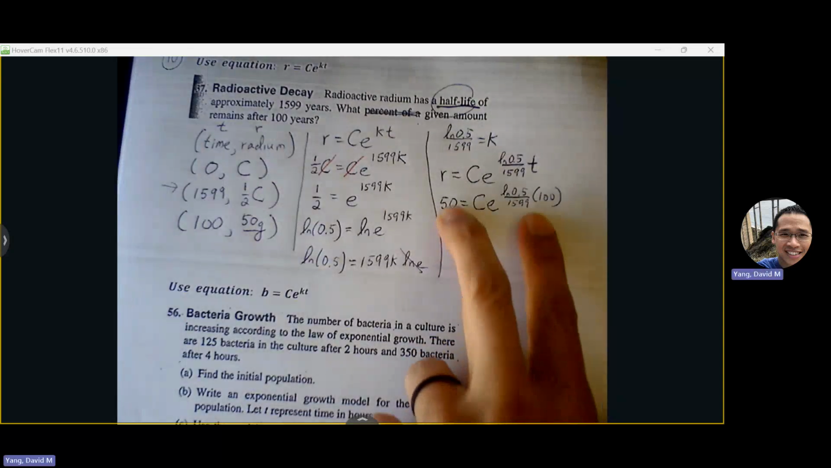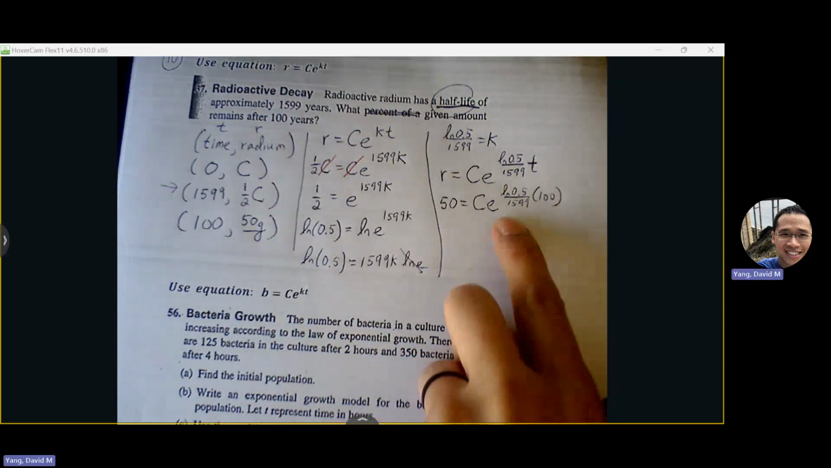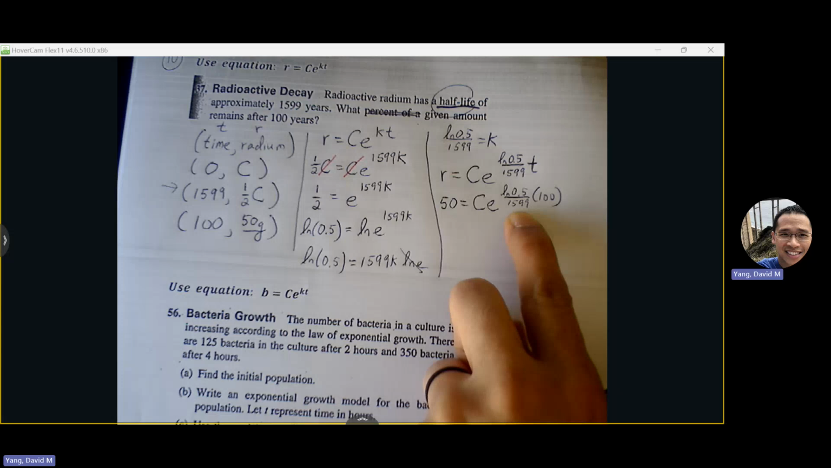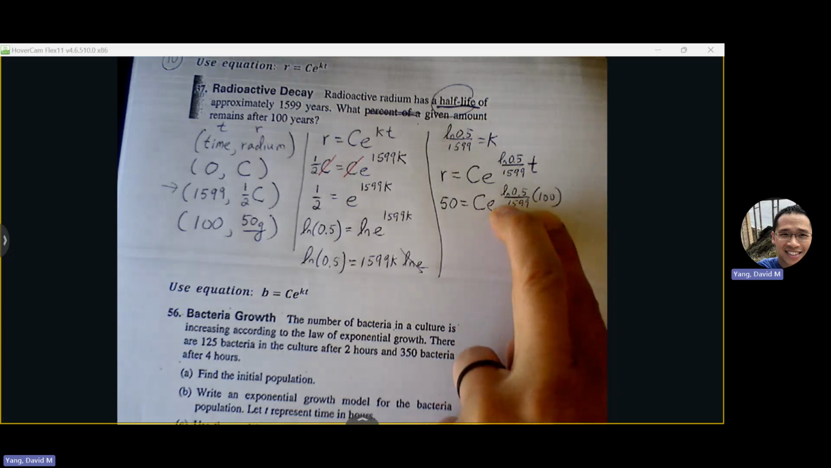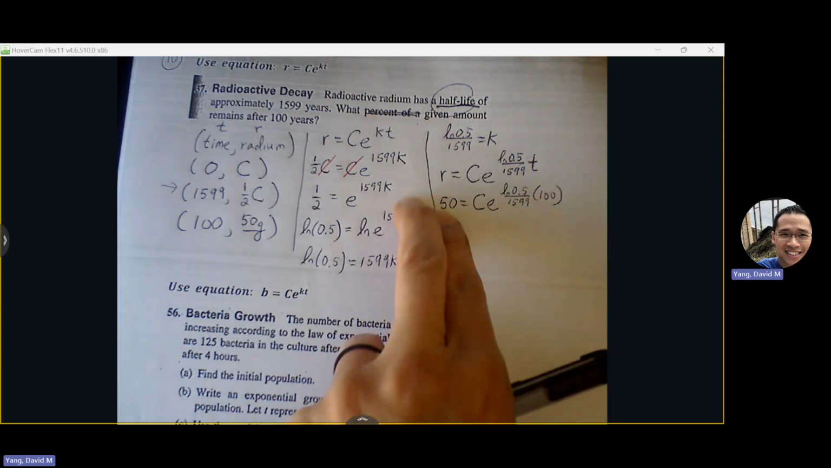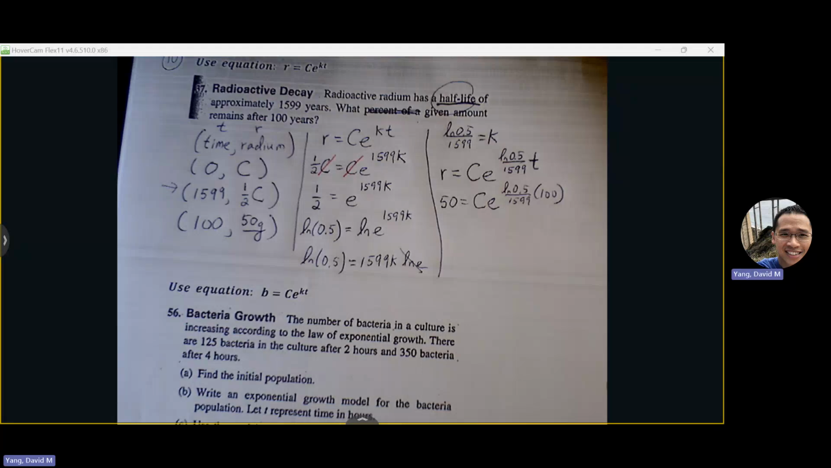And now it's just a bunch of calculator entry here. e to the natural log of 0.5 over 1599 times 100, that's going to be just some decimal value. Divide that over to the left side, and then you have C found.